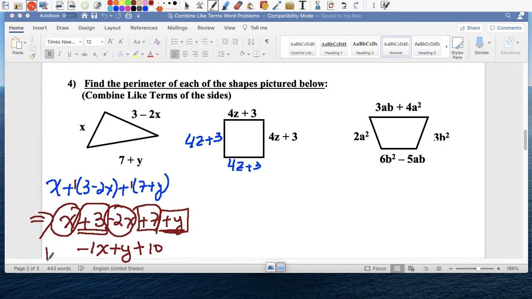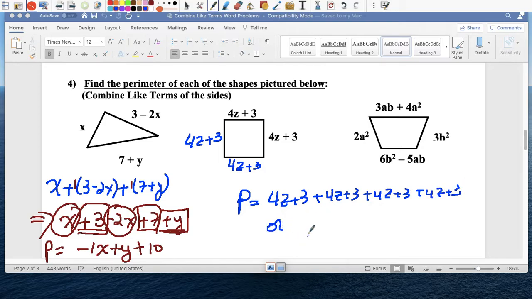So what's the perimeter? P equals the perimeter. That's the answer. Now here we have a square, so all the sides are the same. So the perimeter equals 4z plus 3 plus 4z plus 3 plus 4z plus 3 plus 4z plus 3. You can do that. Or you can do 4 times 4z plus 3 and just multiply, right? Because there's 4 sides. Your choice. I'm hoping that you will do the second one because it's so much easier to write.